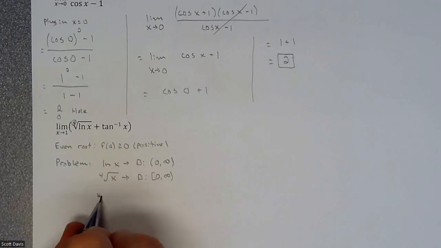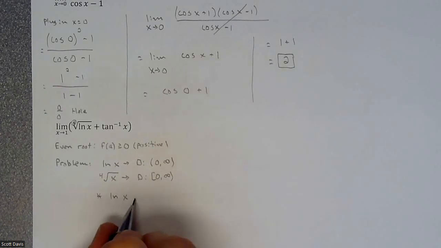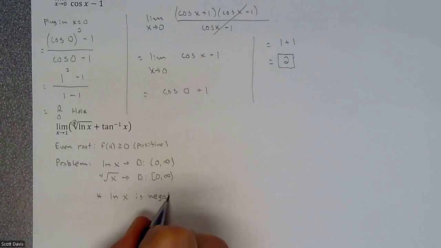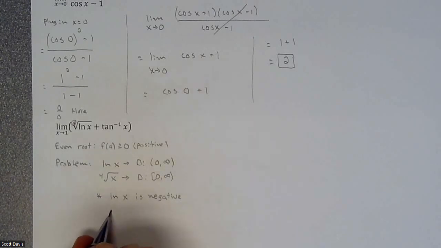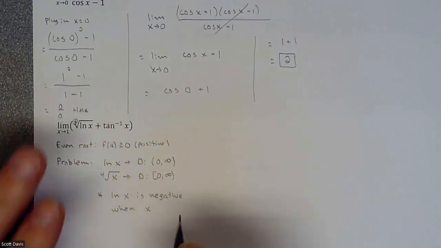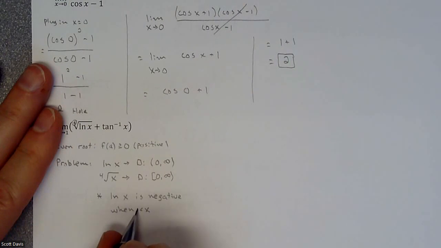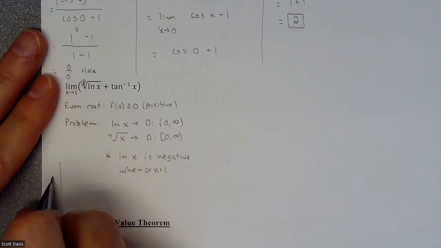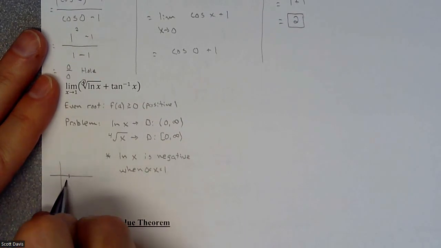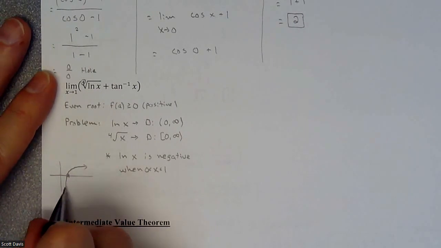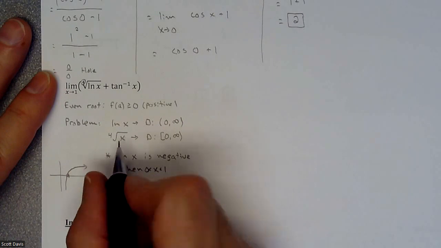However, the natural log has a problem to it. It's negative when x is between 0 and 1. All right, and let me show you the graph to help remember that. So here's 1. If that's 1, anything between 0 and 1 is going to get you a negative value, and that's actually going to cause a problem.